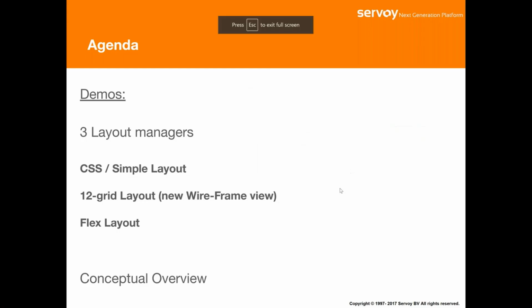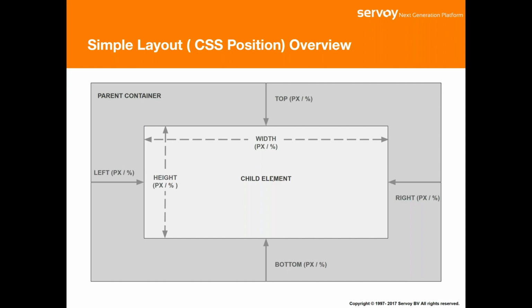I can jump into some slides while you guys think of some questions, and we'll just do a quick overview of what we saw. So far and away, the easiest and most common way that people are building applications with Servoy is with a simple layout. It's all based on the position of an element within the parent container, and it's really those six coordinate positions, which are top, right, bottom, left, and then width and height.